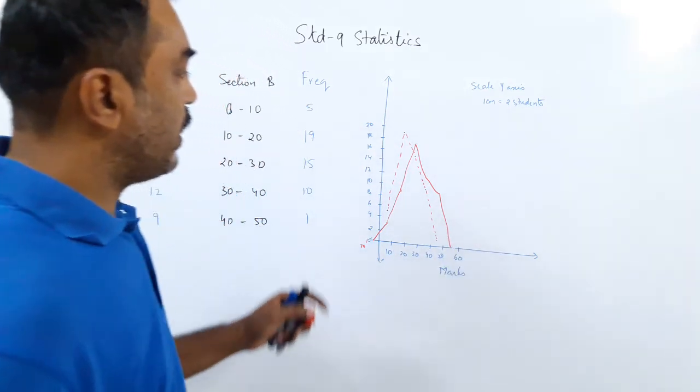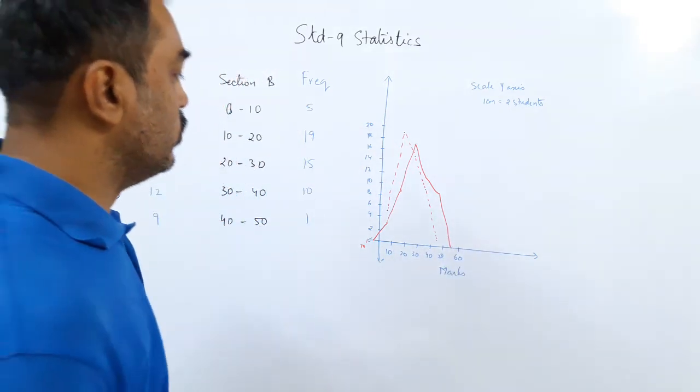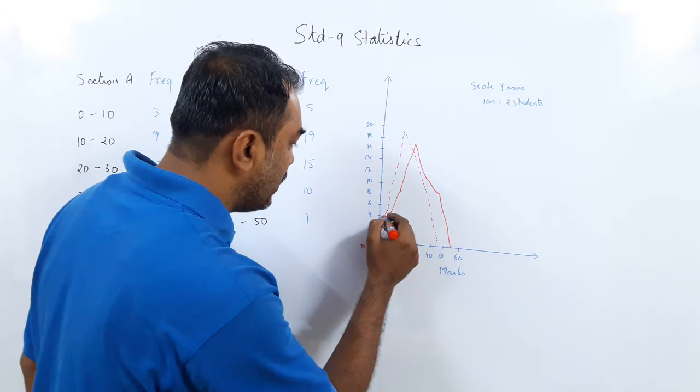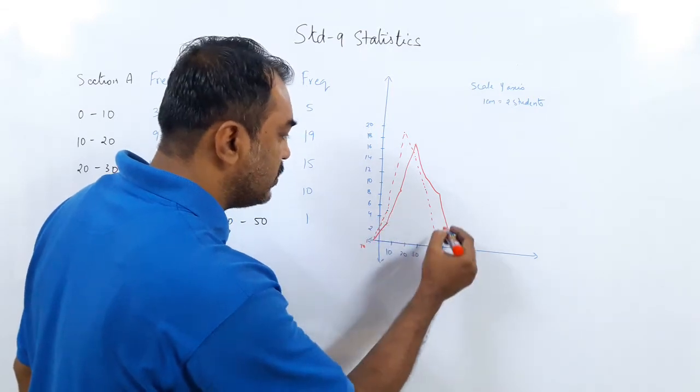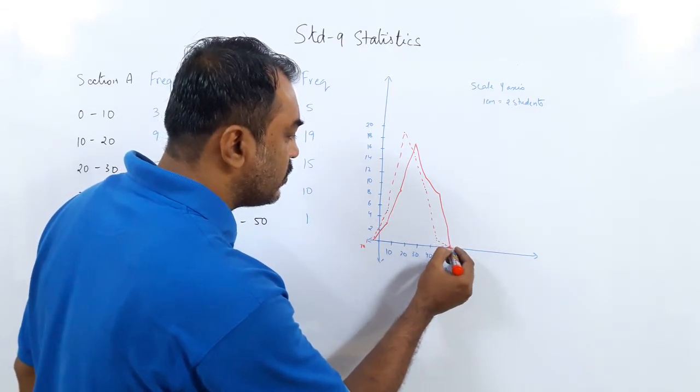Okay? Or I can use a different colored pen. You choose what you want to do. But still we are not done. We have to complete the area. So I join this here and this will be joined here.